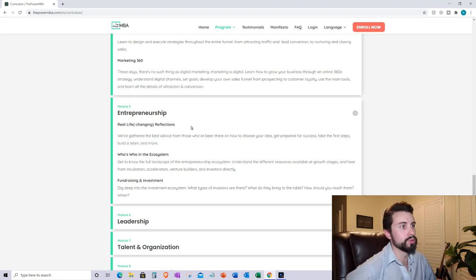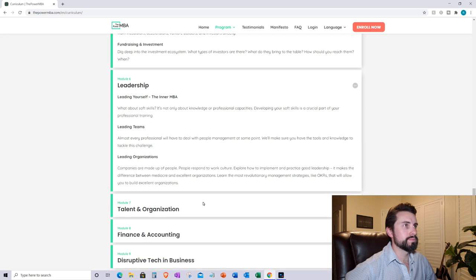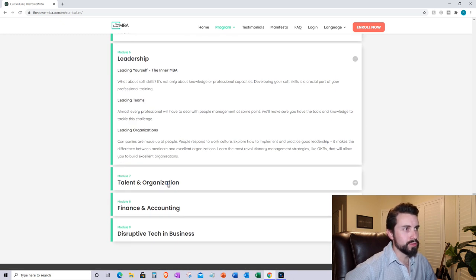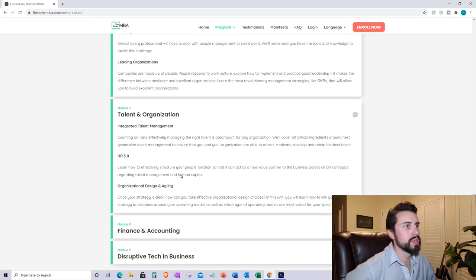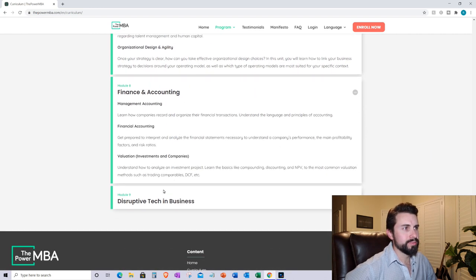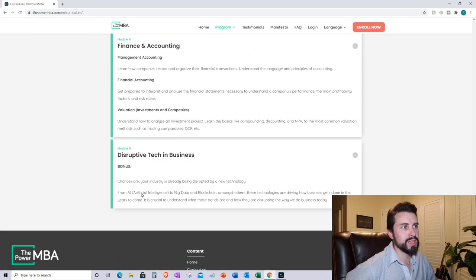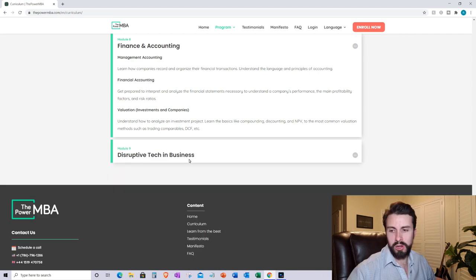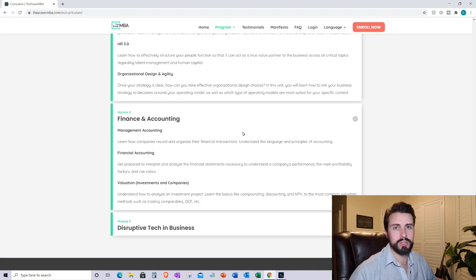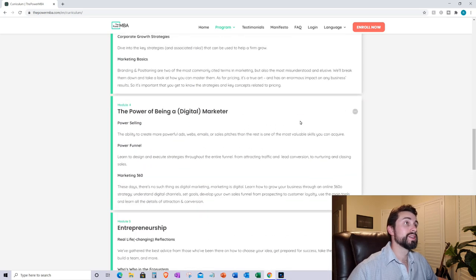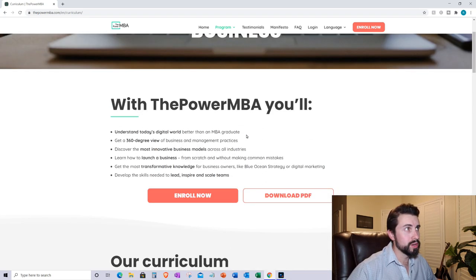So this is helpful. Leadership, very typical MBA stuff. So that's nothing different. Same with talent or organization, finance and accounting, disruptive tech in business, artificial intelligence, big data, blockchain. What I mentioned earlier about big data makes an appearance here, but again, what you'll find with many other traditional MBA programs is they have specializations here. All in, the curriculum seems fine, covers just about everything I would imagine an MBA program would cover.